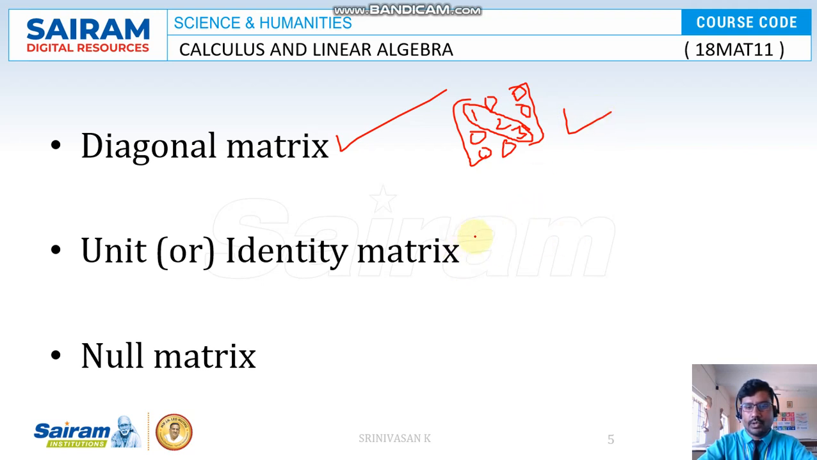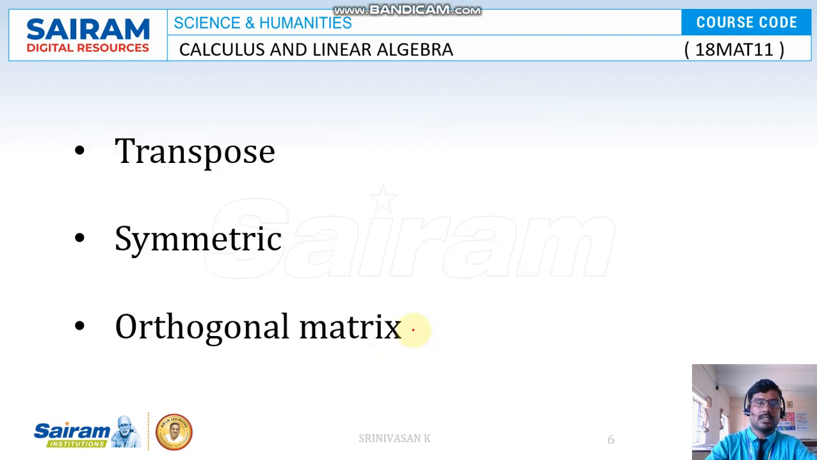So, the unit matrix. Normally we know the unit matrix. The unit matrix for a 2 cross 2 matrix is 1 0 0 1. If 3 cross 3, it means 1 0 0, 0 1 0, 0 0 1. It is called a unit matrix or identity matrix. Then the null matrix: each and every element is 0. It is called a null matrix. For a 2 cross 2 matrix, it looks like this. This is the null matrix.